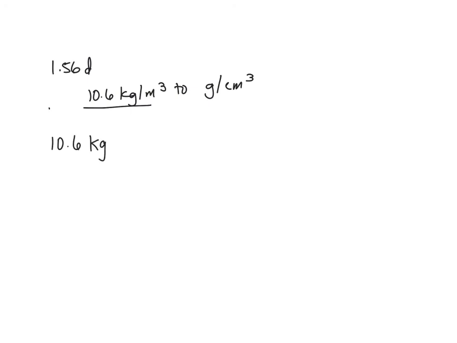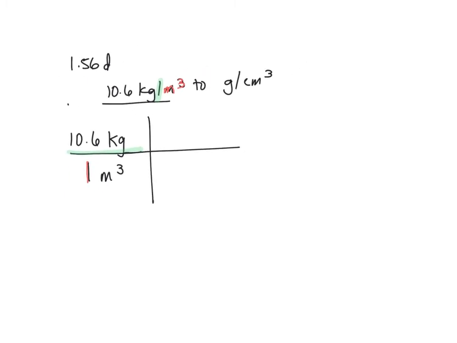There's not a number with the meter, so we're going to put this all over 1 meter cubed. Okay, so that division here is that right there. And if you don't have a number there, you assume that it's 1. So there's no number there, so we assume it's 1. Okay, this is our starting. Now we want to go to grams. So we want kilograms to gram, and we want meter cubed to centimeter cubed.